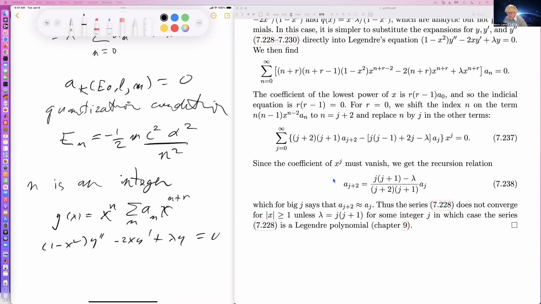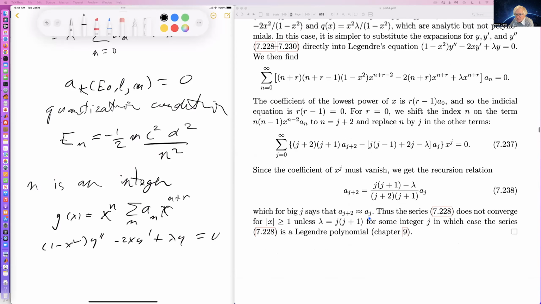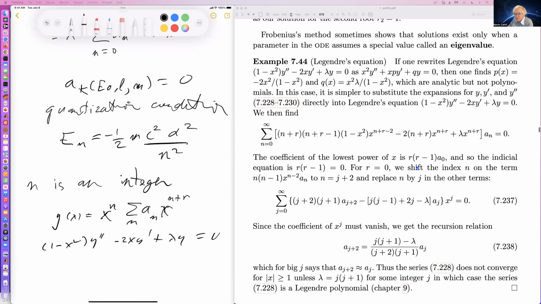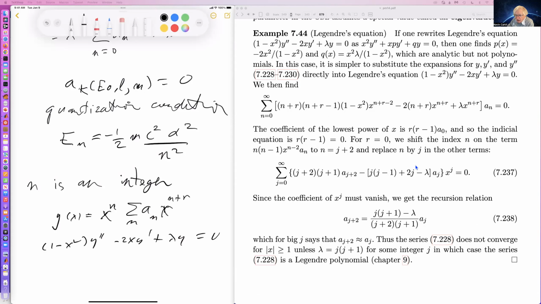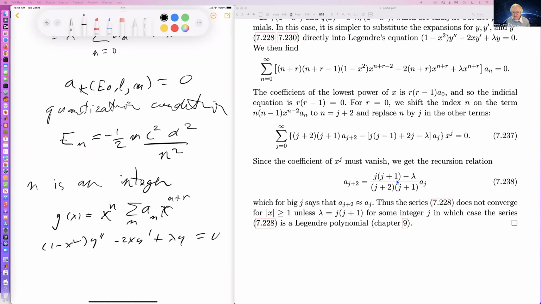And now if you look at this for big j, so here's the quantization condition. For big j, you see you have j squared over j squared. So that's going to be a series that's going to diverge, let alone be integrable. Consequently, this thing has to vanish at some point. So lambda has to be j times j plus 1 for some integer j. And that then gives you the Legendre polynomials. So that's basically how that works.